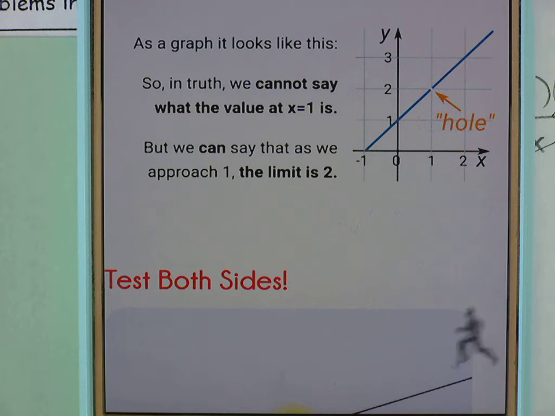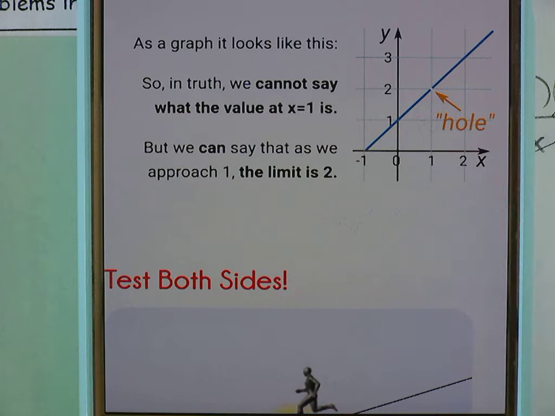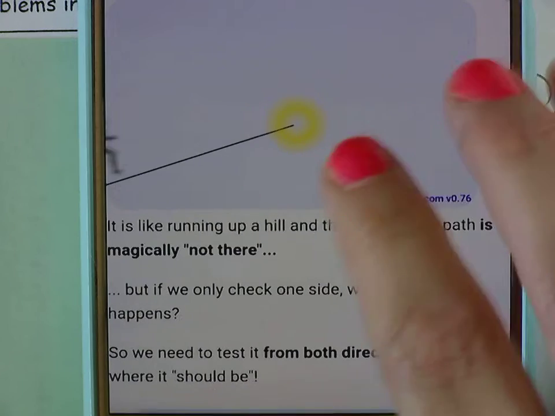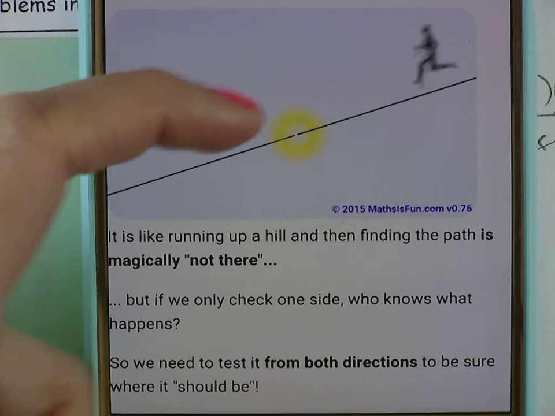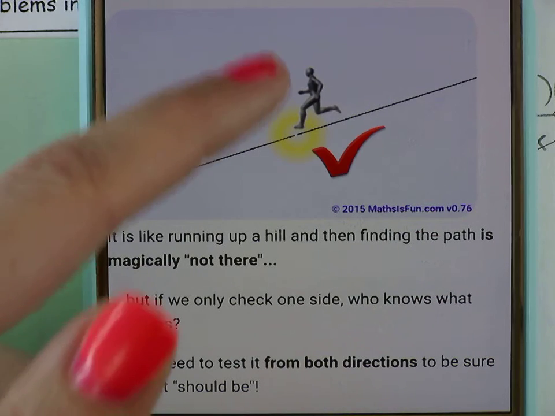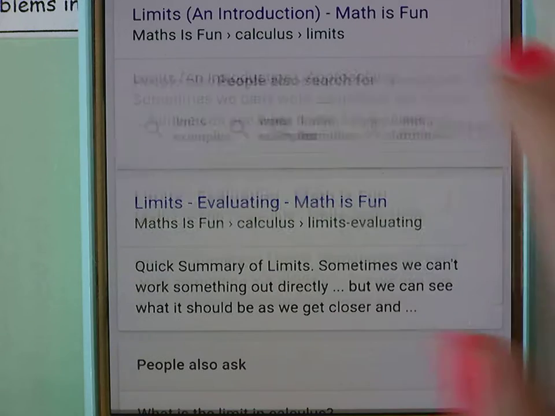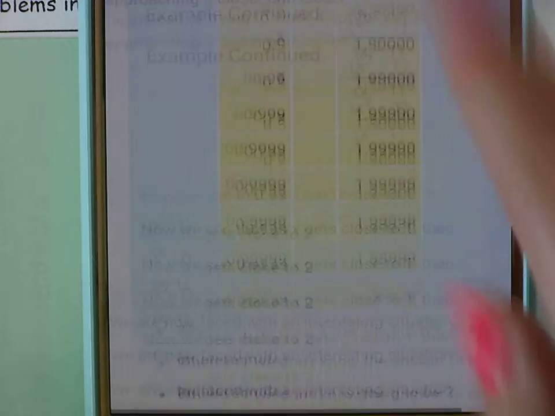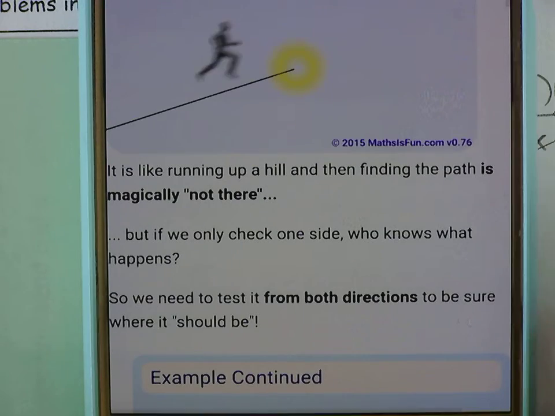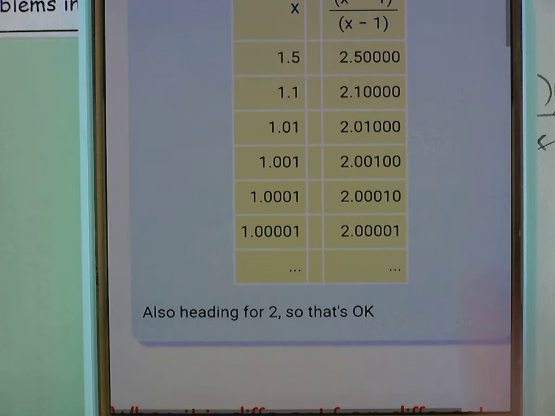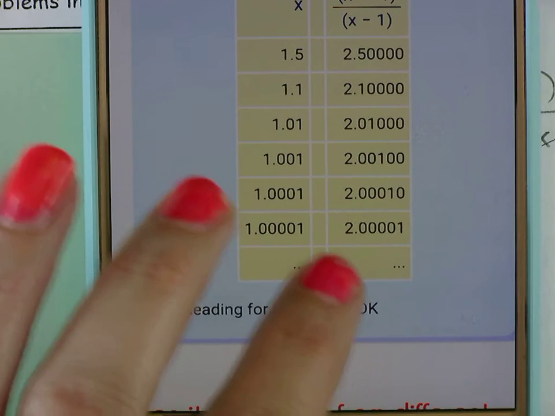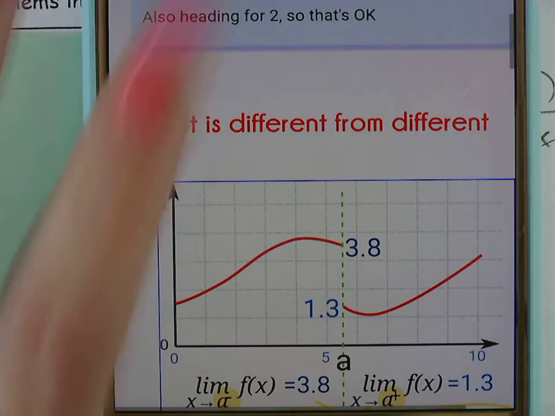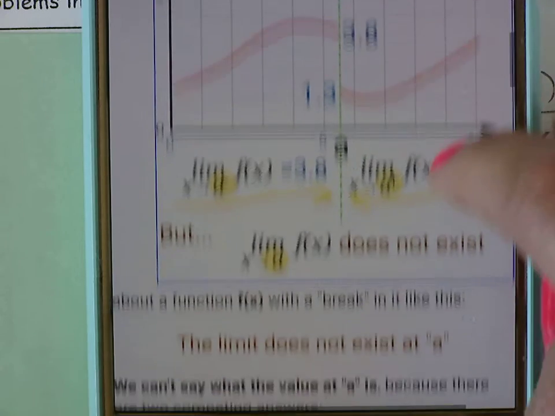So that's why we can't say that it's equal to 2, but we can say as it approaches that it will be 2. Now, you do want to test both sides and see what happens. So that's why we test things from the left and from the right. If we test it from the right and the left for this one, they're actually going to meet at the same place. So it'll be the same exact value, the 2, but that does not always happen. If we approach 1 from the right side, you can see it still is getting closer and closer to 2, which is why that limit exists.